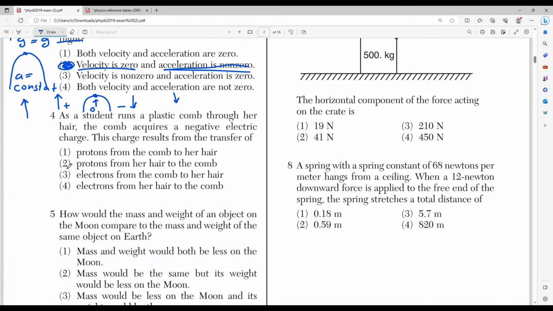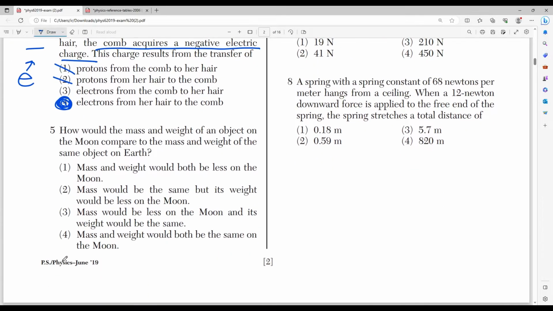Number 4 says, as a student runs a plastic comb through her hair, the comb acquires a negative electric charge. This charge results from the transfer of what? Well, obviously, number 1 and 2 are wrong because you can't transfer protons. You can only transfer electrons, and remember that electrons have a negative charge. If the comb is acquiring a negative electric charge, that means the electrons are going from her hair to the comb. If the comb is becoming negative, it's gaining electrons from the one place that can give them, her hair. So it's going from her hair to the comb.